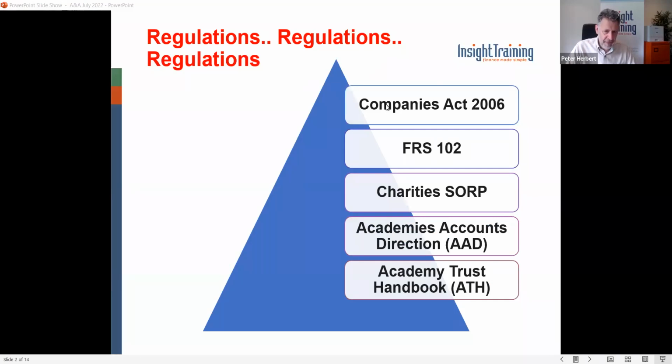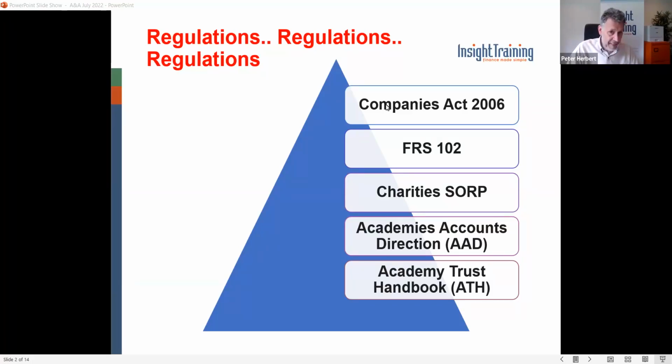So, just to remind you initially that academies are highly regulated. This is a list of the various regulations that apply: Companies Act 2006, because they are, of course, companies limited by guarantee, FRS 102, the Charity SORP, the Academy Accounts Direction, and the Academy Trust Handbook.